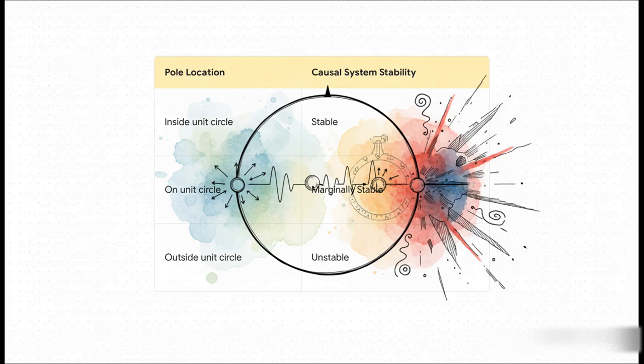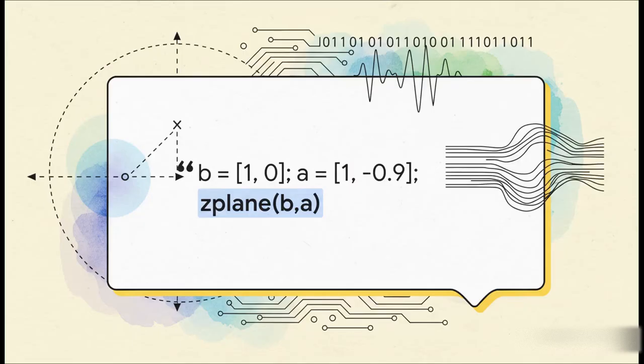It's really that straightforward. And get this, all of that powerful, deep analysis we just talked about can be done with one single line of code. Yep, with a tool like MATLAB, you just type this in and boom, it generates the map for you. You can instantly see if your system is stable or not. It's basically like having a crystal ball for digital systems.